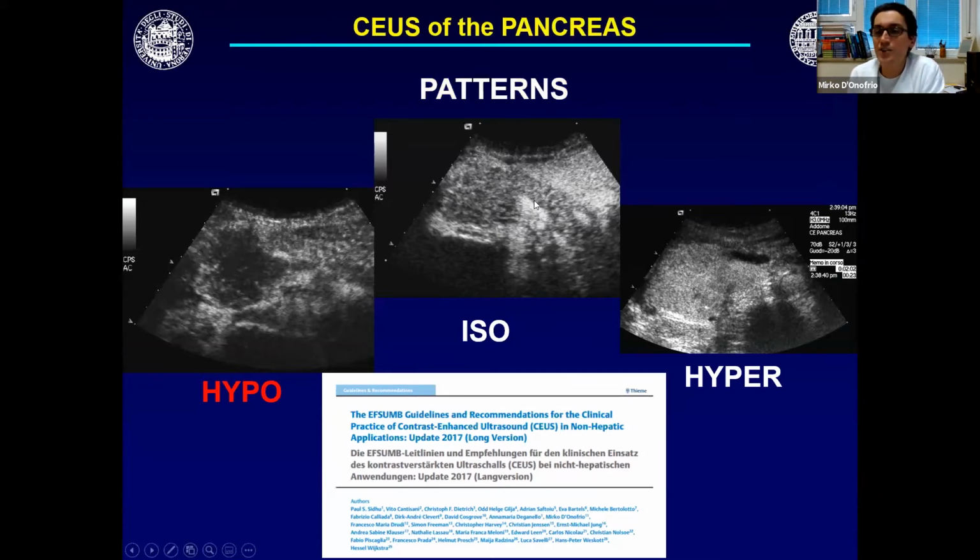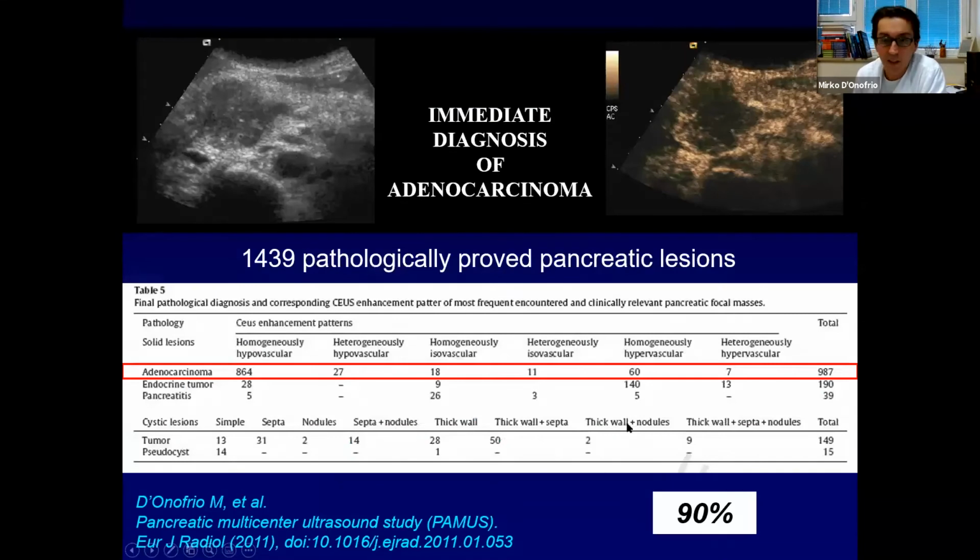When you exclude this kind of pattern, you can think about other, less frequent histotypes. For example, this one is hyperechoic, quite similar to the aorta. This is a neuroendocrine tumor. This lesion is iso-enhancing to the rest of the pancreas, so we can exclude ductal adenocarcinoma. And finally, this was an autoimmune focal pancreatitis.